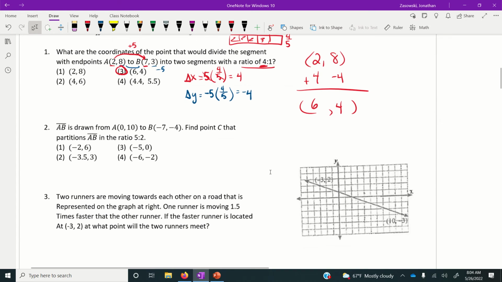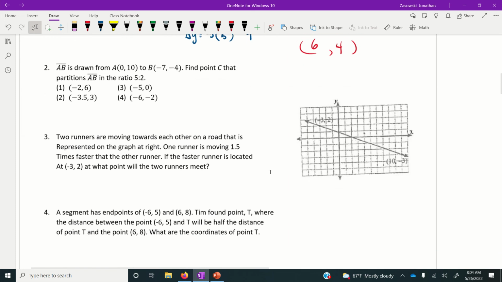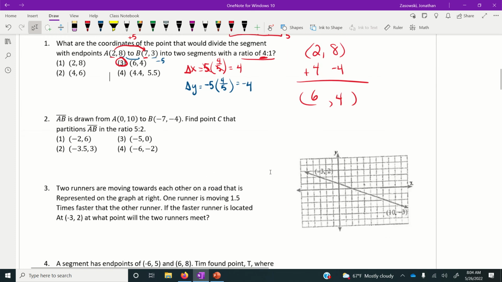Okay? All right. So let's try letter number 2 here together, and then we'll do the graph, and I'll have you try number 4 on your own. So number 2, same thing, going from A to B, we're partitioning the line. That's another way they could ask, and we see the ratio is 5 to 2. So remember, we're going to do the sum, the first number over the sum, so 5 over 7.